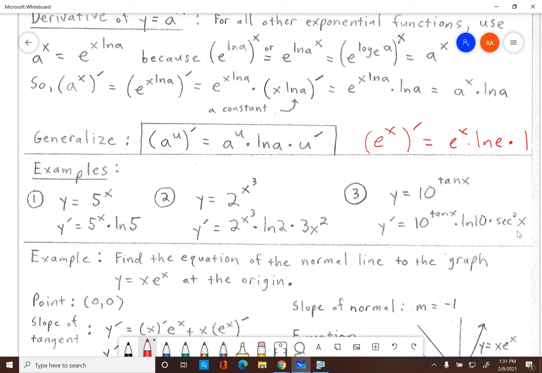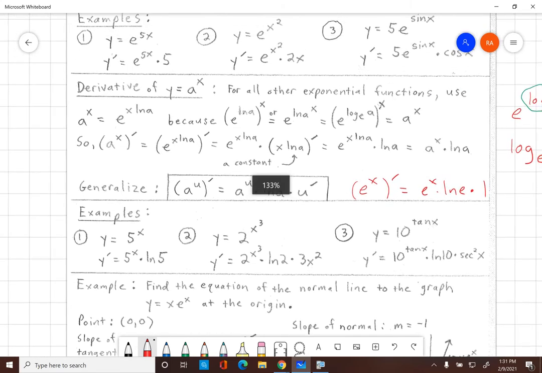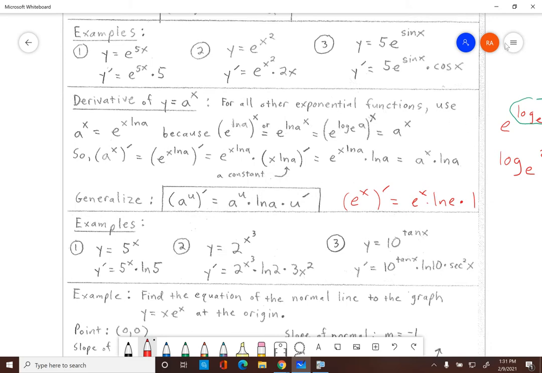So it's cool. Now we can do any exponential function with any chain rule. Look at all these crazy functions we're already starting to do. So the derivative of e to the u is itself times the derivative of the exponent. The derivative of a to the u, any other number besides e, is itself times natural log of the base times the derivative of the exponent if we chain ruled it out.